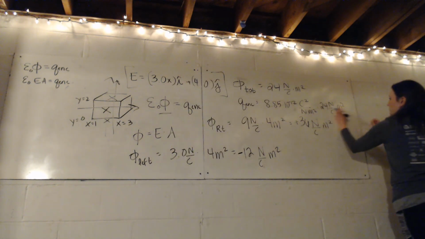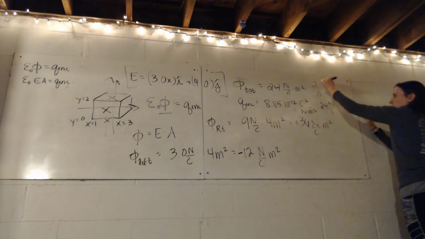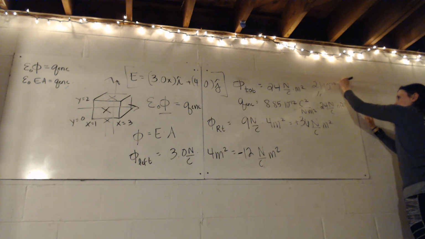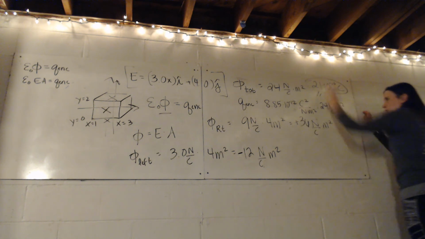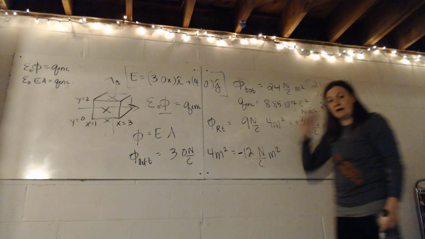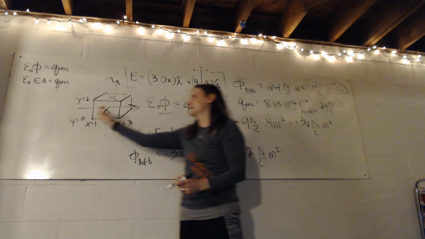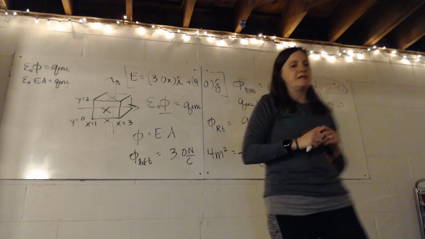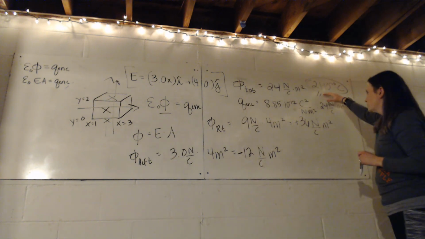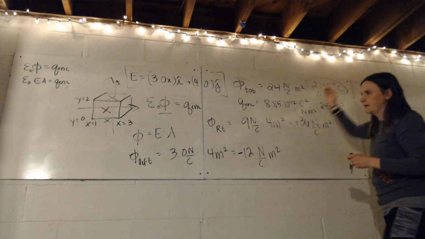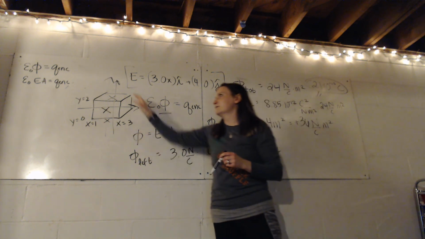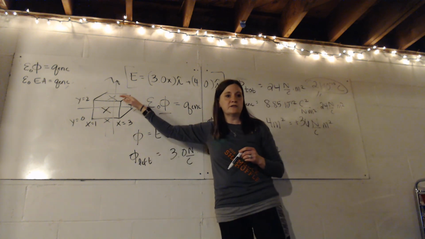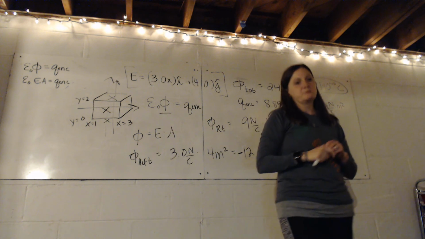I'm running out of room. Let's do it up here. 2.1 times 10 to the negative 10 coulombs. This is the charge enclosed by the cube. It's positive, which makes sense because overall I'm going to have more lines piercing out than in. So I have a positive charge enclosed by the cube. Again, all I did there was find the flux on each surface in question and multiply that total flux by the permittivity constant.